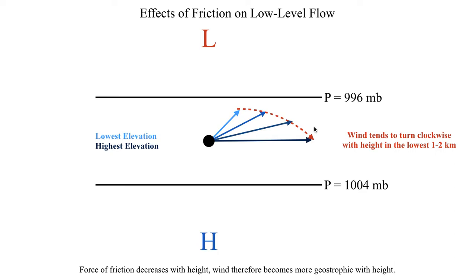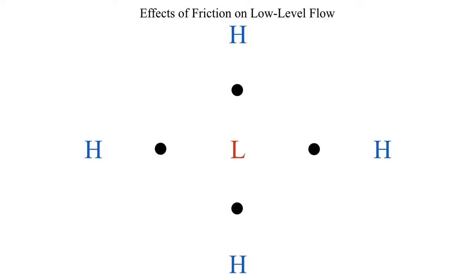But just a general everyday tendency, usually the winds turn clockwise with height, and the reason why is because the friction is getting weaker with height. The wind becomes more geostrophic as a result. So that's another physical consequence that we can have. Another one that we're going to take a look at in this segment has to do with what happens around the vicinity of a low pressure system.